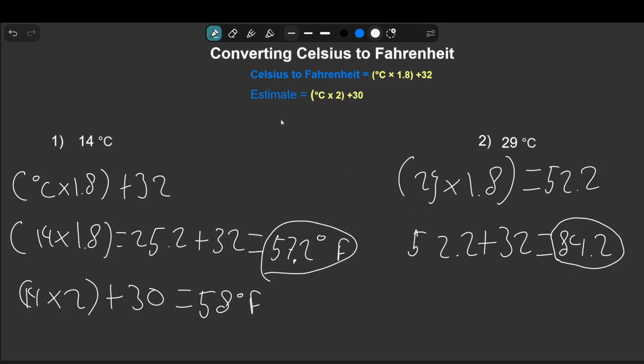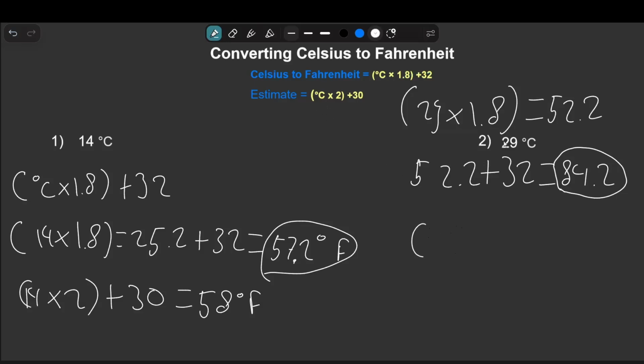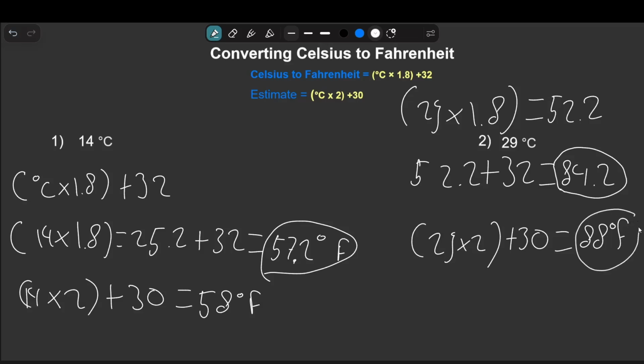And now I'm going to use the estimate formula. So let's move this a bit because I don't have any space left. Let's just move it over here. So now we're going to use the estimate formula. This is our degrees in Celsius, 29 times 2 plus 30. This will give us 88 degrees in Fahrenheit. So this is our estimate answer.